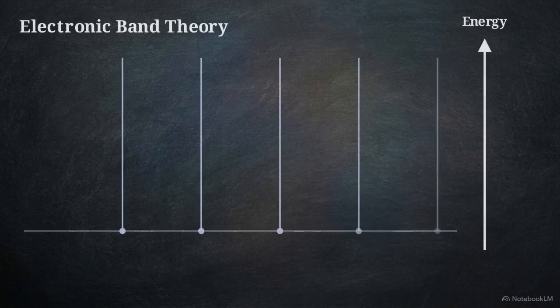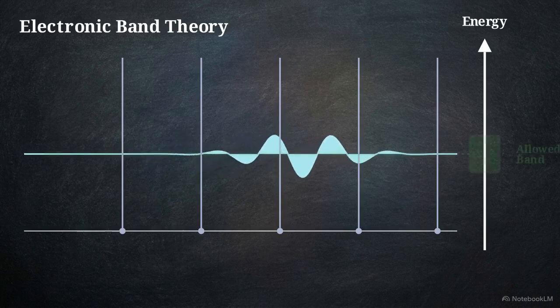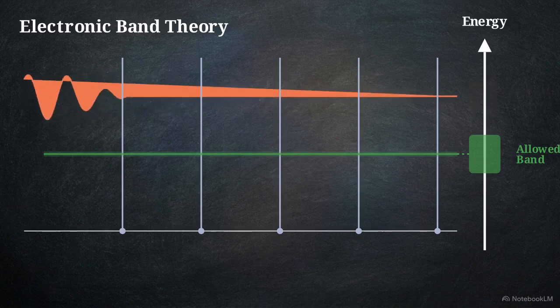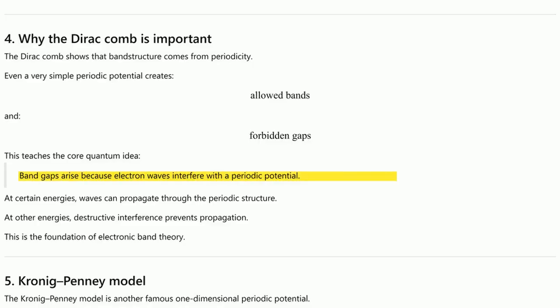Imagine an electron wave propagating across a repeating series of potential spikes. At certain energies, the wave slips through without losing momentum, defining an allowed energy band. At other energies, the wave reflects, causing destructive interference and establishing a forbidden gap. The mechanism is clear. Band gaps arise strictly because electron waves interfere with a periodic potential.